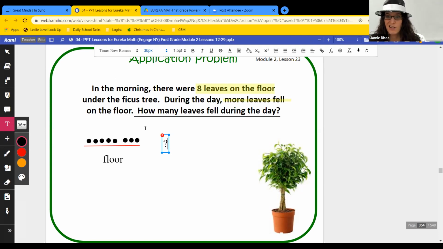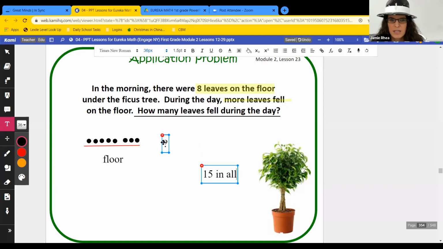Let's emphasize here. I'm going to tell you that there were a total of 15 leaves on the floor. Okay. So let's go back and look at this. In the morning, there were 8 leaves on the floor under the ficus tree. During the day, more leaves fell on the floor. I'm going to say there were a total of 15 leaves on the floor in all at the end of the day. How many leaves fell on the floor? So let me do this. We're going to put 15 in all. Now, can we solve that? That'll help. Let's move this down.